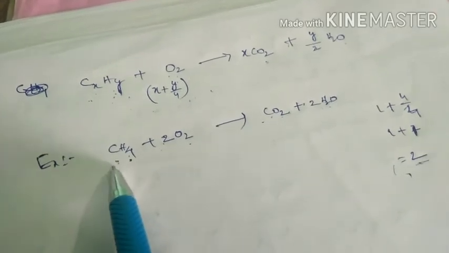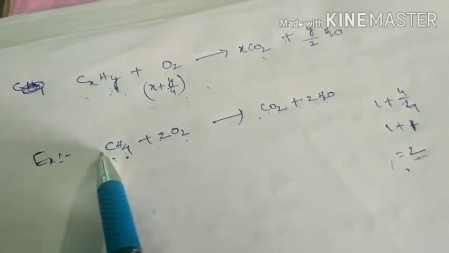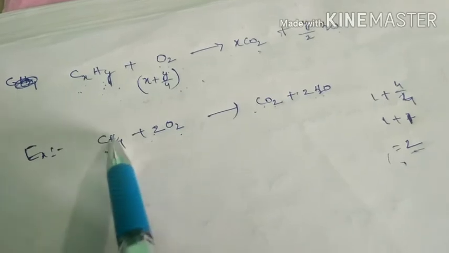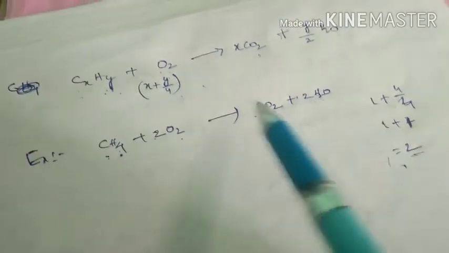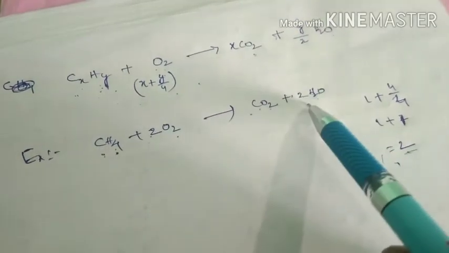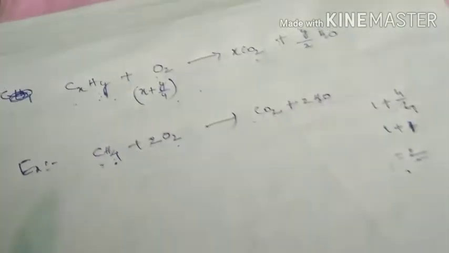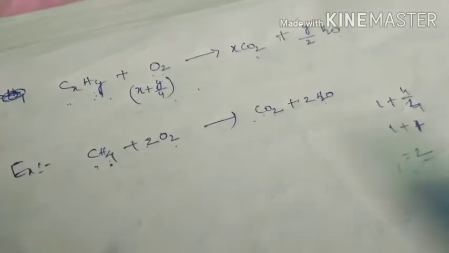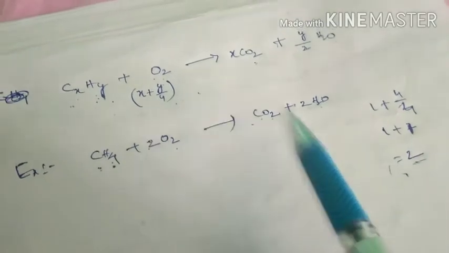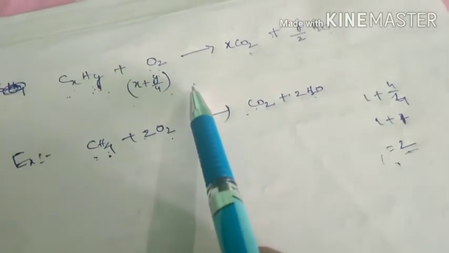Here, before CH4 one number is there, so that indicates 1 mole CH4 reacts with 2 moles O2, then we get 1 mole CO2 and 2 moles H2O. So that is the meaning of the reaction. That is the way to balance the reactions when they undergo combustion.